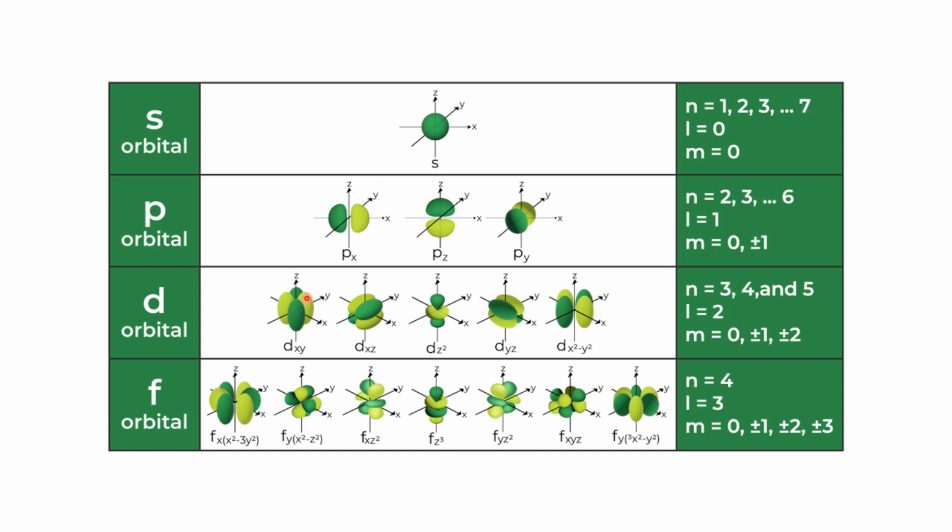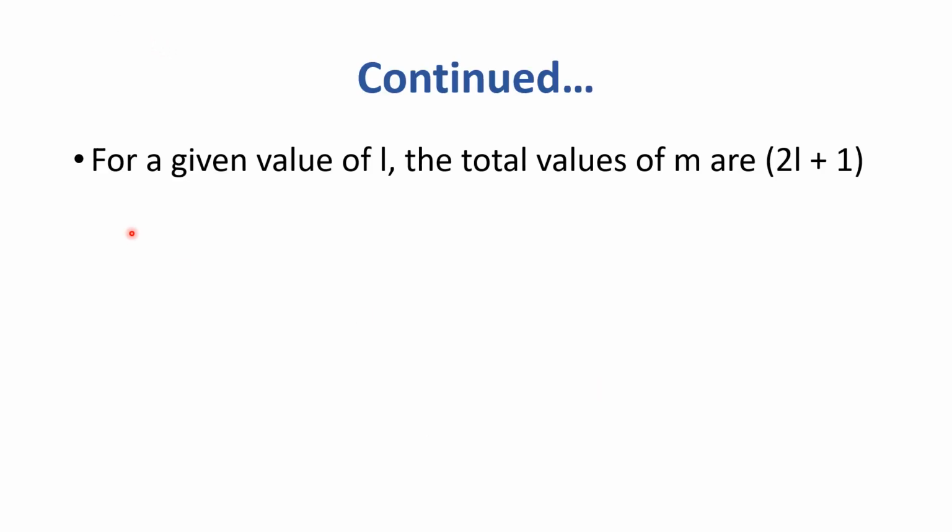Here you can see on the basis of the values of magnetic quantum number orbitals की different space orientations हैं. S की सिर्फ एक ही space orientation है, P की 3 space orientations हैं, D की 5 space orientations है, F की there are 7 space orientations. So for a given value of L, the total values of m are 2L plus 1.